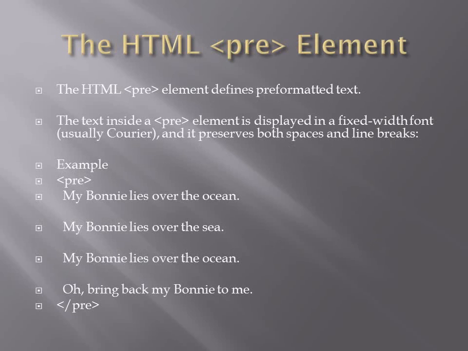The HTML pre element defines pre-formatted text. The text inside a pre element is displayed in a fixed-width font, usually Courier, and it preserves both spaces and line breaks.